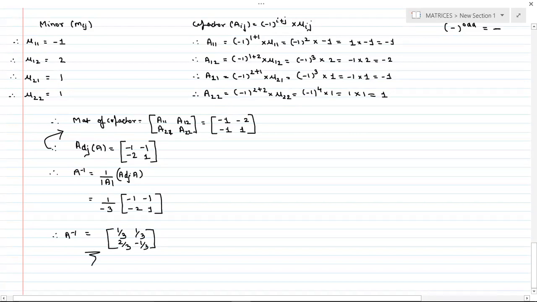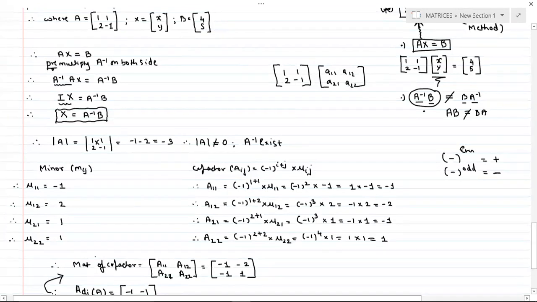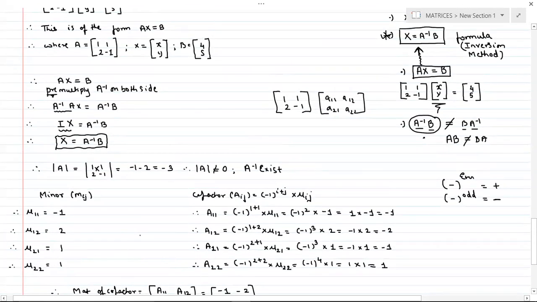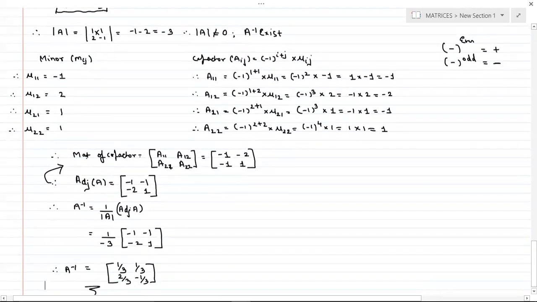As I told you, you can find A inverse in two ways: by using the elementary transformation method or by using the adjoint method. But the adjoint method is safe and simple, so just stick with the adjoint method to find A inverse. If you want, you can use the elementary transformation method also. In both cases, you will get the same answer for x and y. So now here we got A inverse.